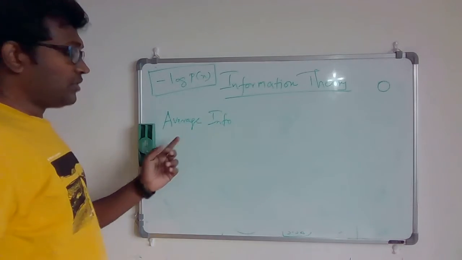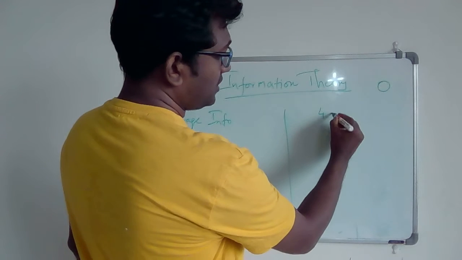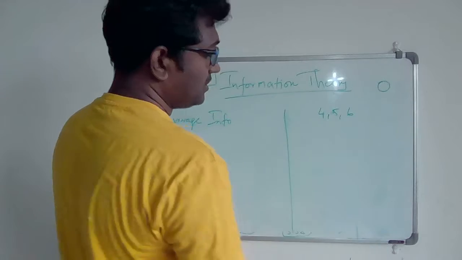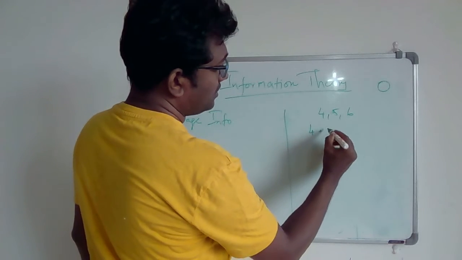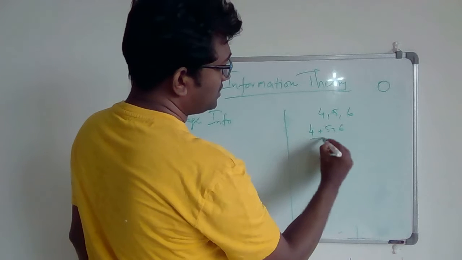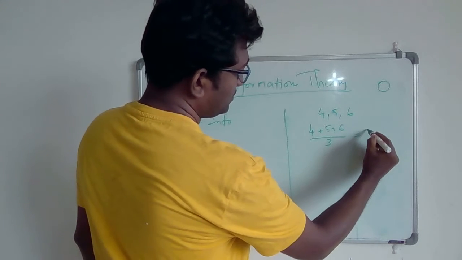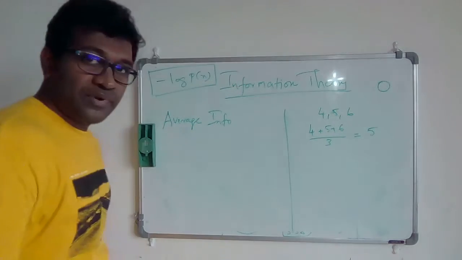Before we move on to average information, let's understand what average is. Let's take three numbers: 4, 5, 6. If you want to average this, what do we do? We add these numbers and divide by the total number of numbers. It becomes 15 by 3. The average is 5.